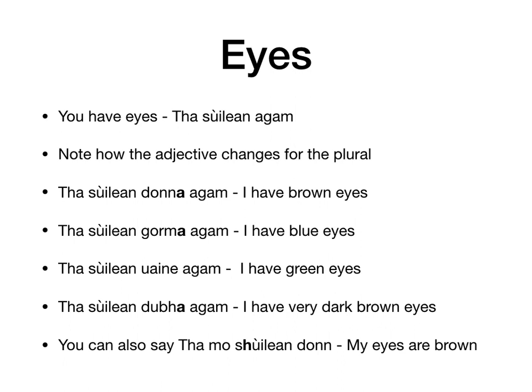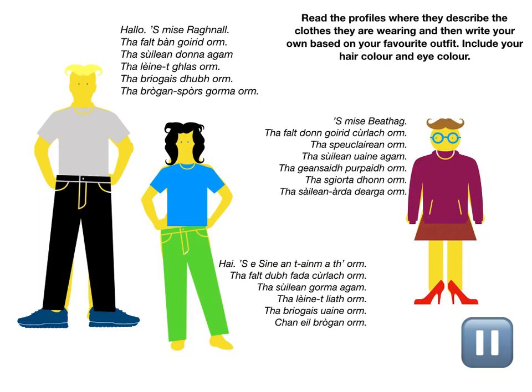And nobody's ever told me what the Gaelic for hazel eyes is. I just think they're brown. So that's it. Next one. Read the profiles where they describe the clothes that they are wearing, and then write your own based on your favourite outfit. Include your hair colour and eye colour. You may have something similar already from the previous slide, but here you go. I'll just read these ones out, and then you can pause it.